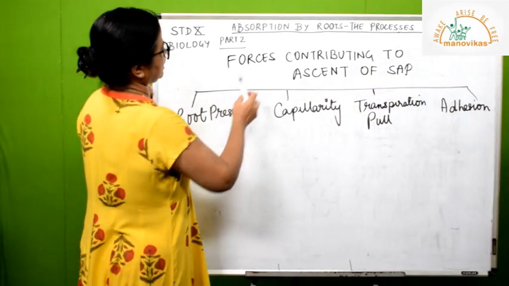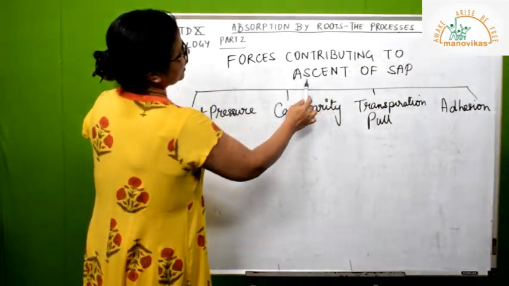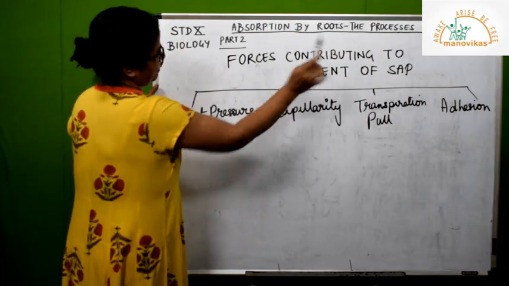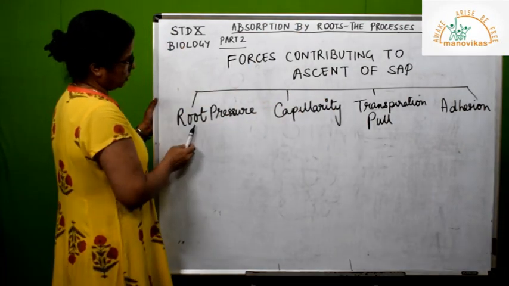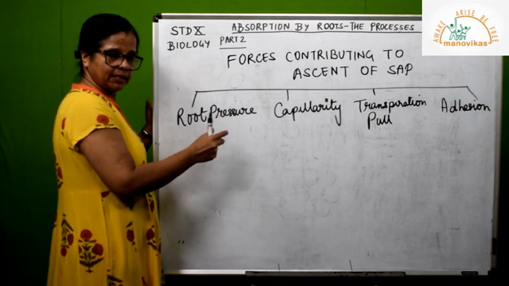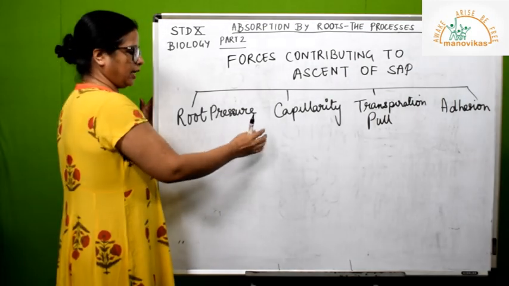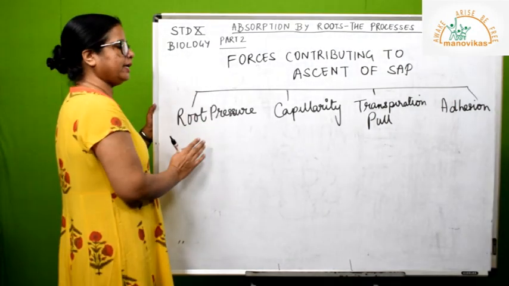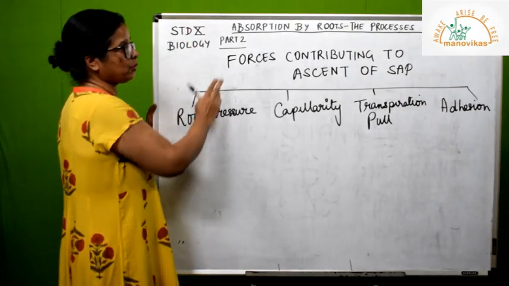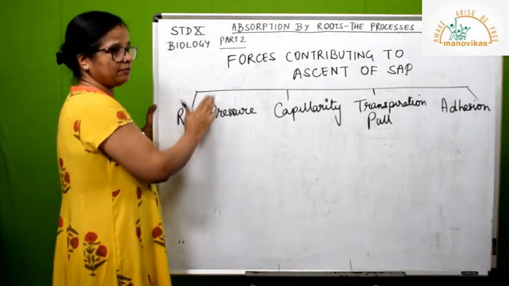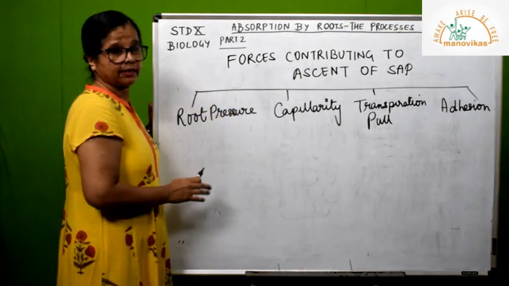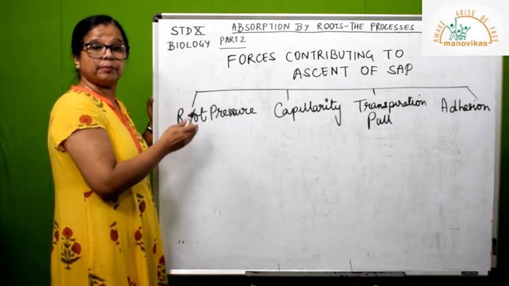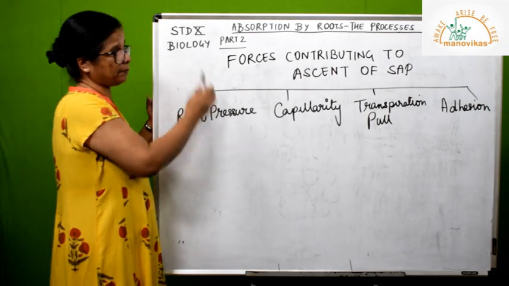Let us now sum up the forces that contribute to the ascent. What is the meaning of the word ascent? Rising up, going up, of sap. Let's see, root pressure. There is simultaneous contraction and expansion of cells from the root hair right into the stem, thereby causing the water or the sap to rise upwards. In the xylem vessel, the water rises up to a certain extent. In herbaceous plants, this root pressure plays a major role in the rise of water.